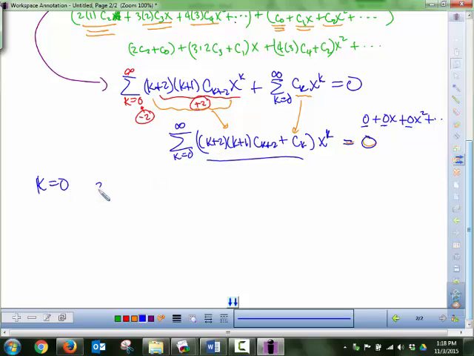We have 2 times 1 times c sub 2 plus c sub 0. And that's the coefficient of x to the k, or x to the 0. And I match that up with a coefficient of x to the 0, and that's going to be 0. And we'll see that for this thing, it's all going to be 0.